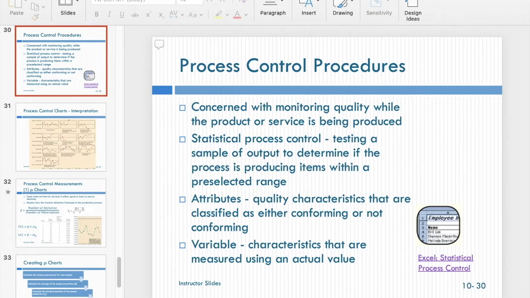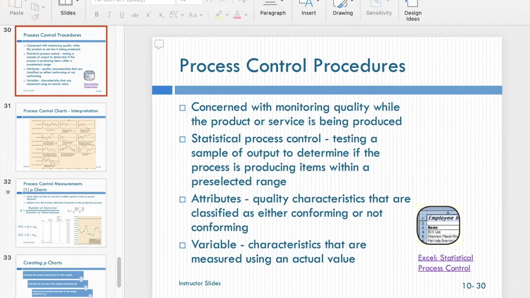Two of them are basically measuring some attributes of quality. What do we mean by attributes of quality? For those 2 types of situations, we are measuring quality characteristics that are classified as either conforming or not conforming. Basically, those 2 types of situations are more about measuring whether it's good or whether it's bad.